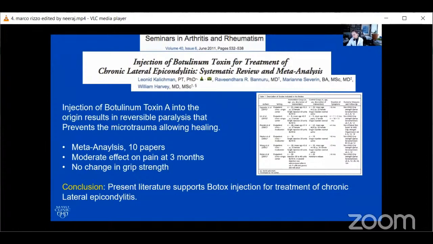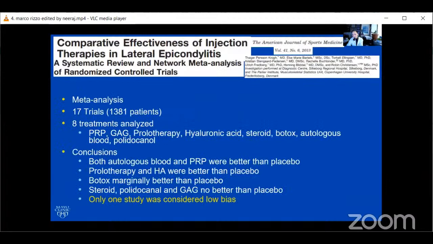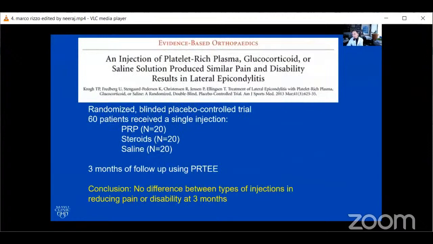So what treatment is superior? Crow and colleagues looked at a meta-analysis of 17 trials, 8 treatments analyzed, as you can see. They ultimately concluded that most were better than placebo. However, there was a lot of bias in these studies, and they cautioned against that and demonstrated that only one study was considered to have low bias. They further did a prospective randomized study of their own comparing PRP, steroids, and saline, and found that at 3 months there was really no difference in the outcome between the three treatment groups.